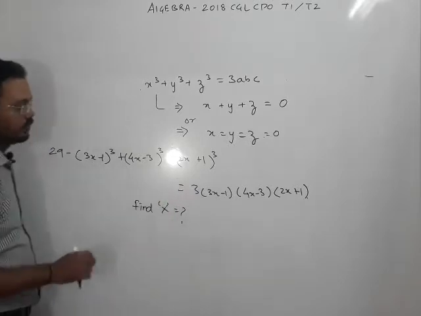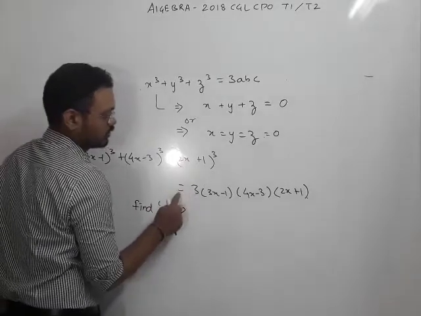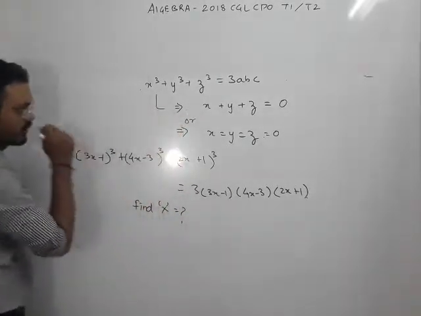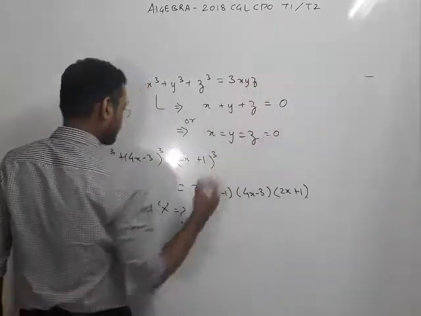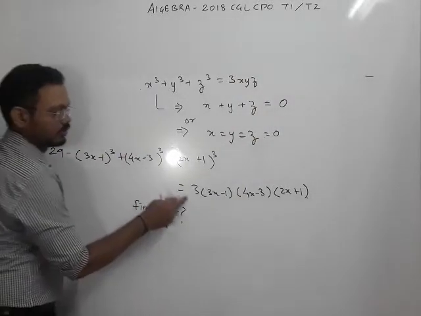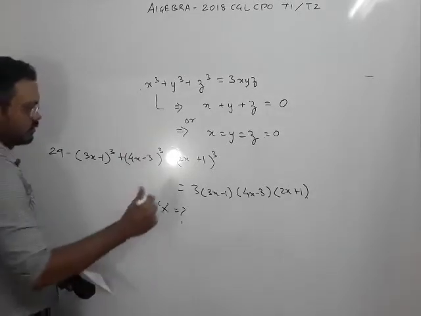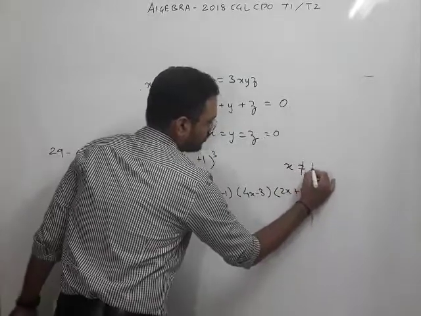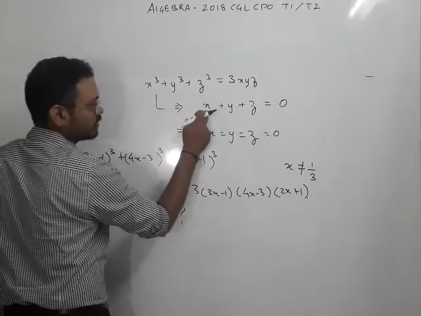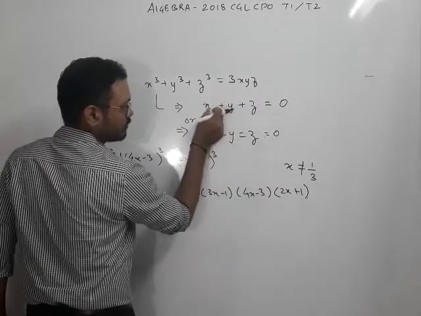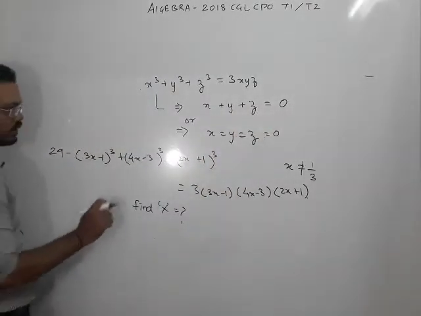Okay, now this is of this type: a cube plus b cube plus c cube is equal to thrice of abc, or you can call it x, y, z. It's of the same type, which means either this, and along with this one more condition is given: x is not equal to 1 by 3. When x becomes 1 by 3, 1 by 3, 1 by 3 makes it 3 by 3, which is equal to 1.